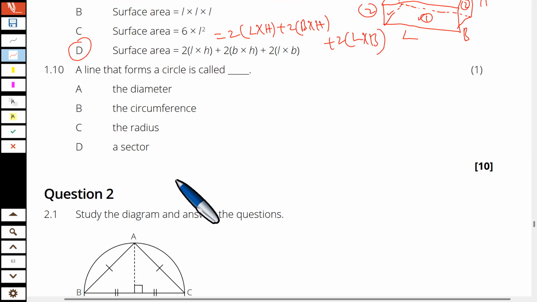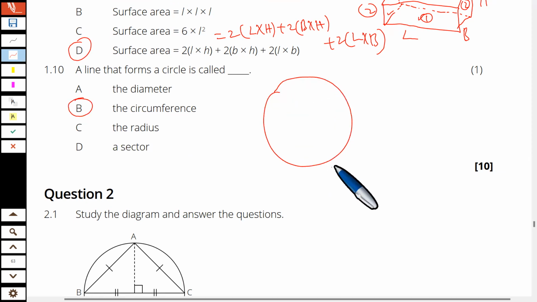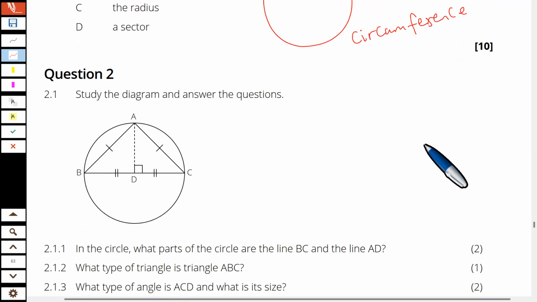What do you think? Line that forms the circle. I think it is the circumference. Well done. So it is a circumference of a circle. In other words, if you have a circle like this, what you're dealing with here is called the circumference of the circle, which is the boundary of the circle. The boundary of the circle is certainly called the circumference of the circle.